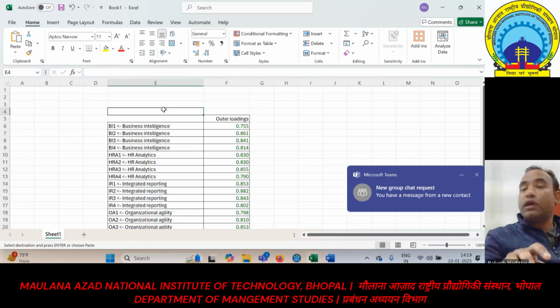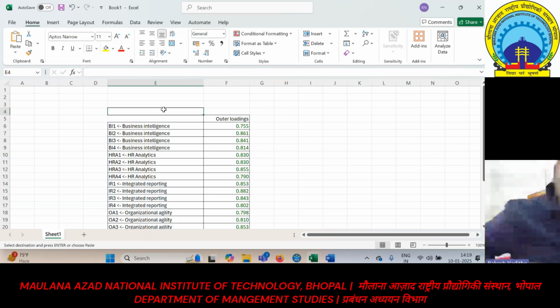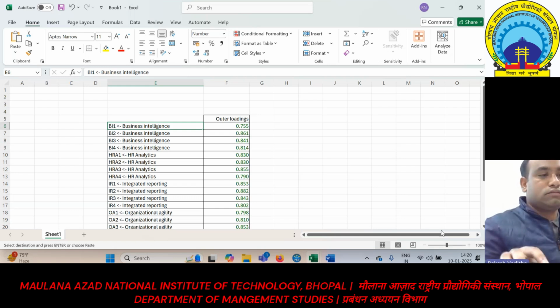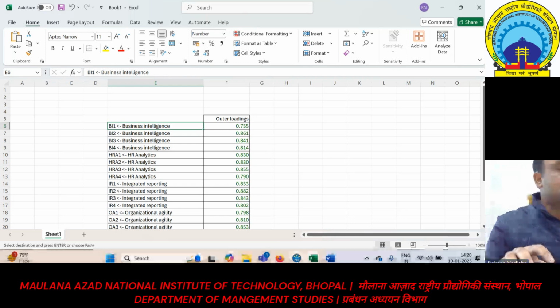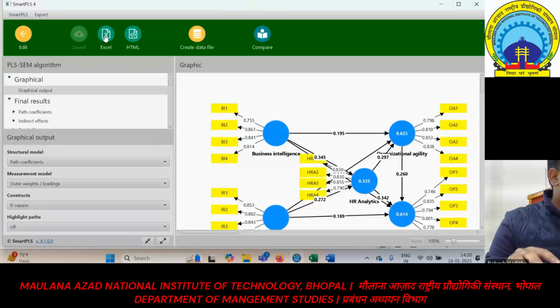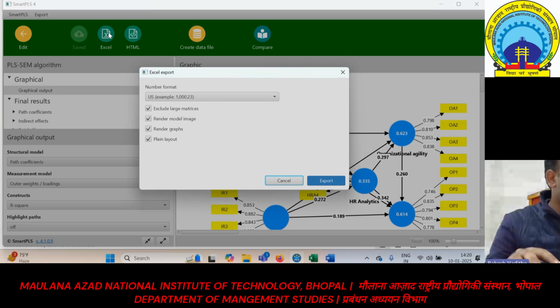I hope everyone is following me. There's a question in chat. Can you please repeat how to get Excel file from SmartPLS? By clicking on this Excel here, first you need to save that one, then click on Excel. Then export.